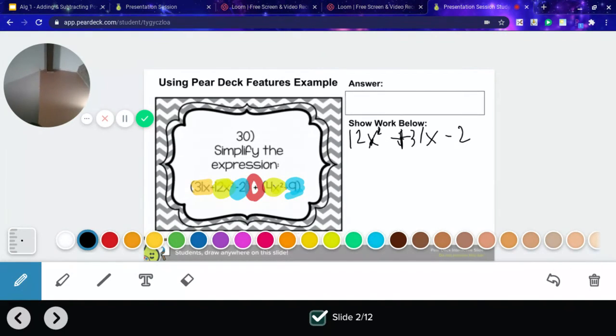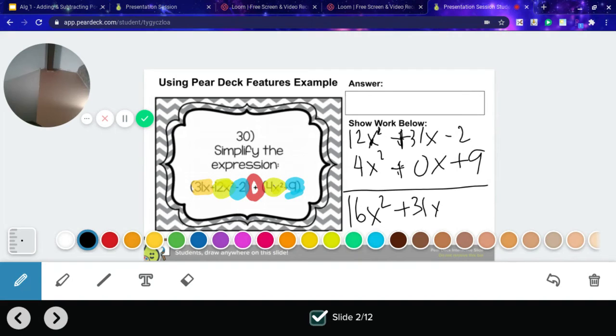And then after that, I look at that circle that I did. It's a plus sign, so that means everything behind it stays the way it is, and I'm going to match up. So 4x squared is going to go right up underneath my 12x squared. I don't see an x term, so I'm going to put plus 0x to hold its place, and then plus 9 for the last number. And now I just do my adding. So 16x squared plus 31x, and then negative 2 plus 9 means actually 9 minus 2, which is plus 7.